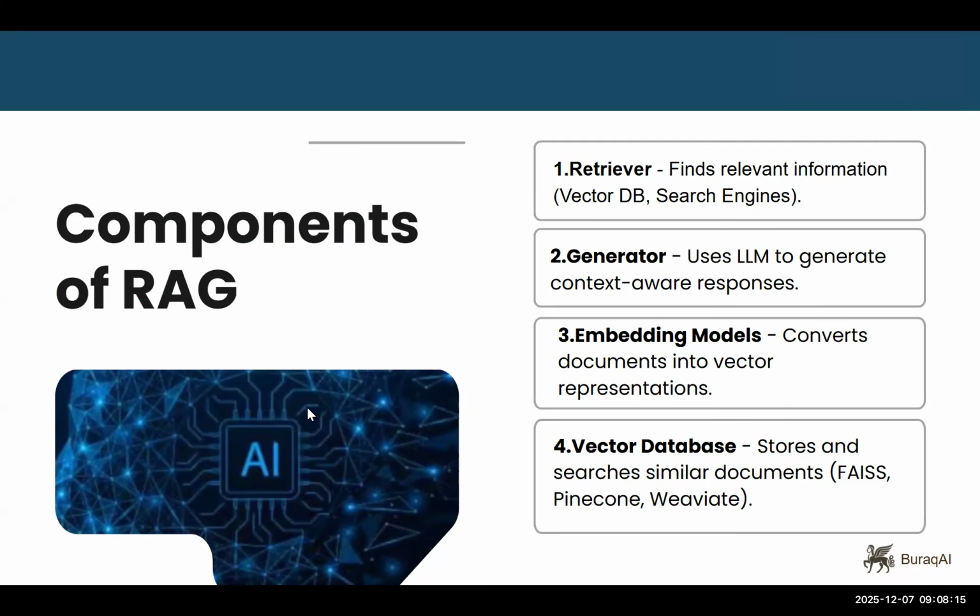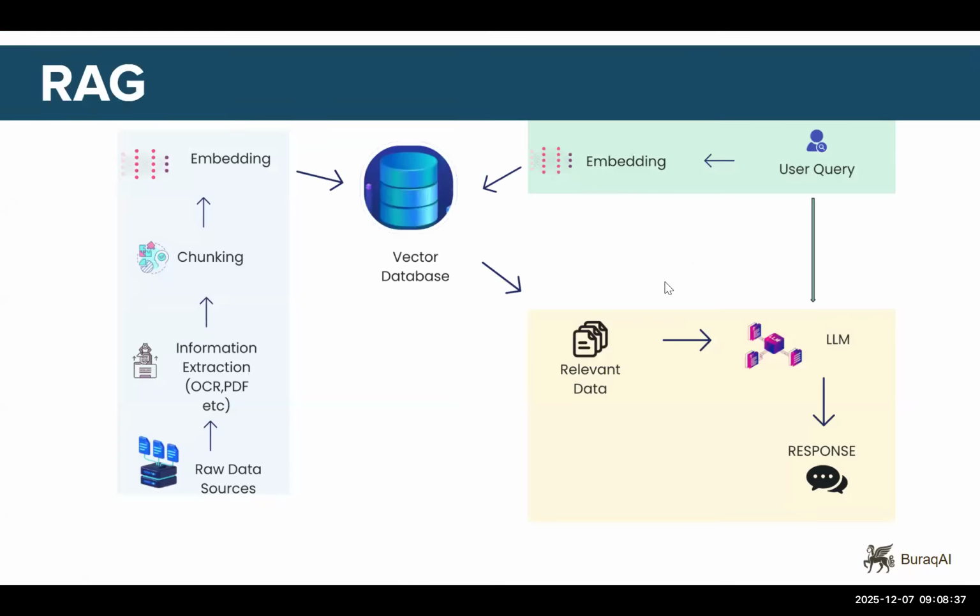Okay. Now, what are the components of RAG architecture? So RAG architecture has a retriever, a generator, embedding models, and vector databases. So these are the 4 main components. That's why it's called retrieval augmented generation. This is the basic architecture of a RAG application.